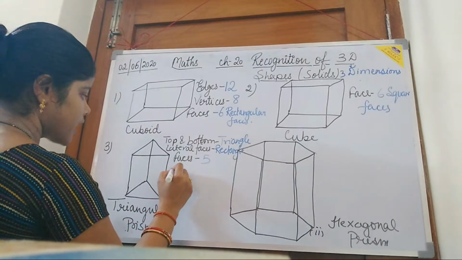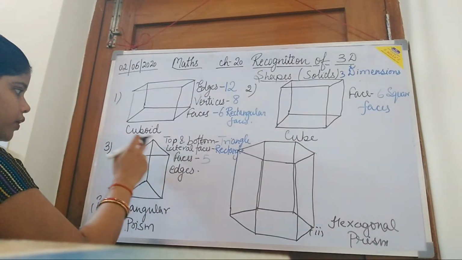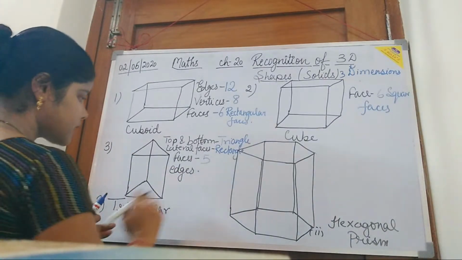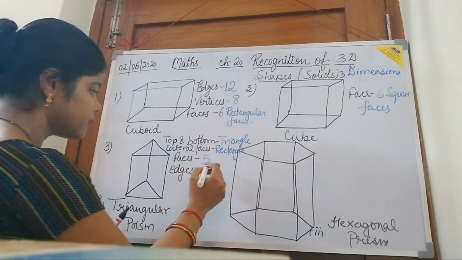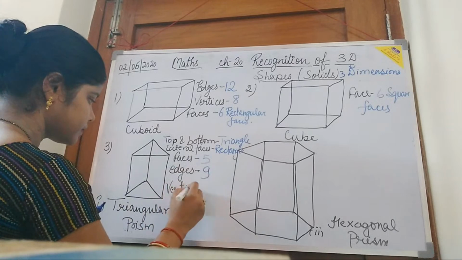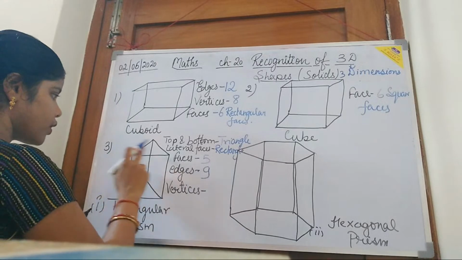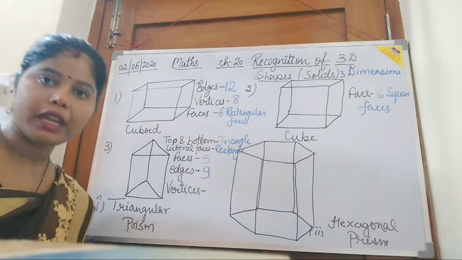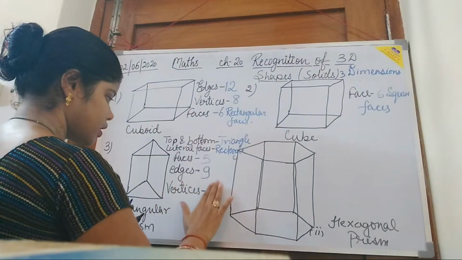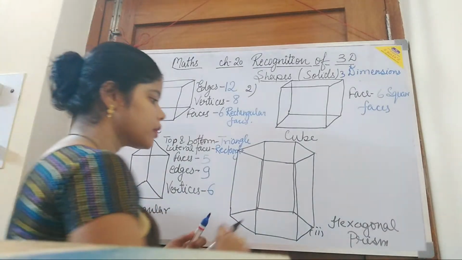How many edges? 1, 2, 3, 4, 5, 6, 7, 8, 9. So it has 9 edges. And vertices: count the corners 1, 2, 3, 4, 5, 6. So how many vertices? 6.